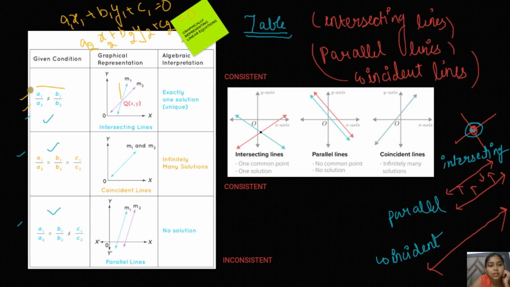So if you get this condition, it means the lines are intersecting, and they only intersect at this particular point. So when the lines are intersecting, only one solution is there. That is why we call this solution unique, because only one solution is there.